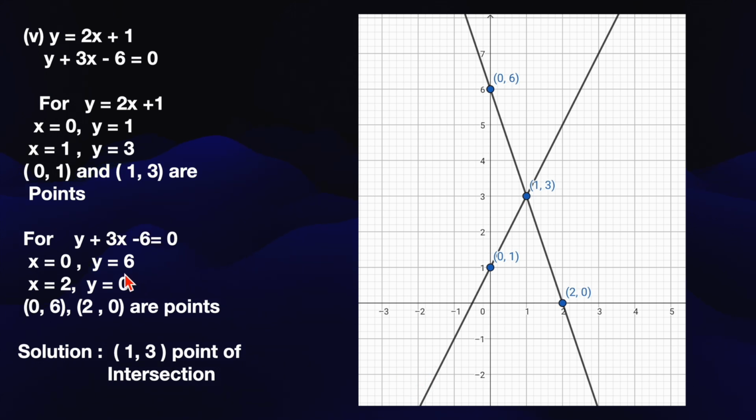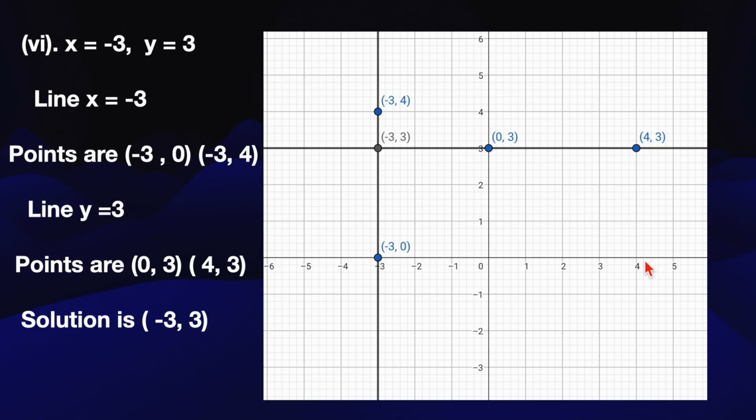Okay. Then take the next equation. Put x is equal to 0, y is 6, x is equal to 2, y is 0. So here 0, 6 and 2, 0 are the 2 points. 2, 0, 0, 6. Draw the line. They intersect at this point 1, 0. So the answer is 1, 0 is the point of intersection. That is the solution. Okay.